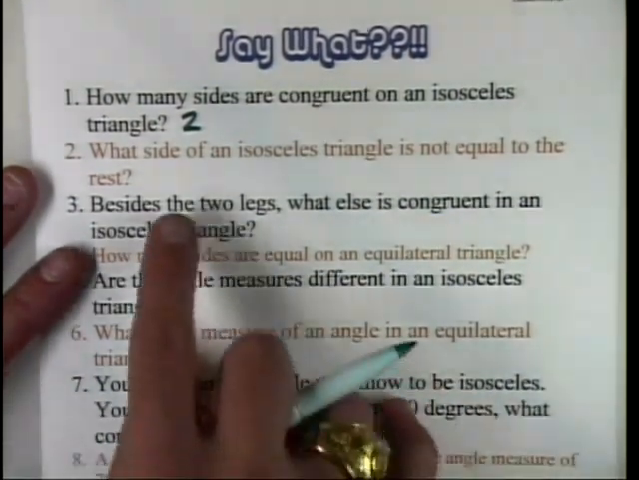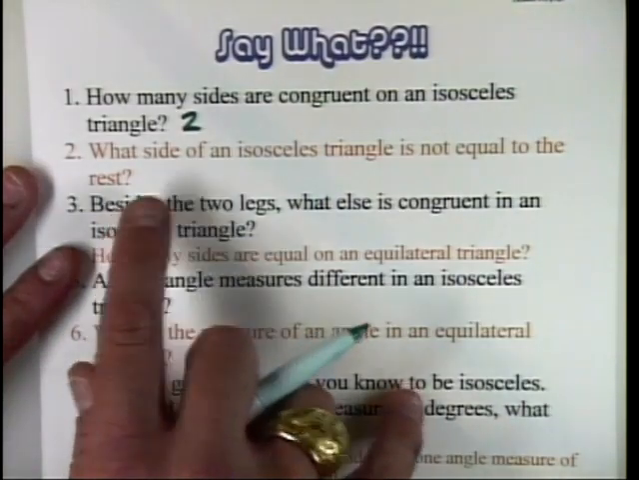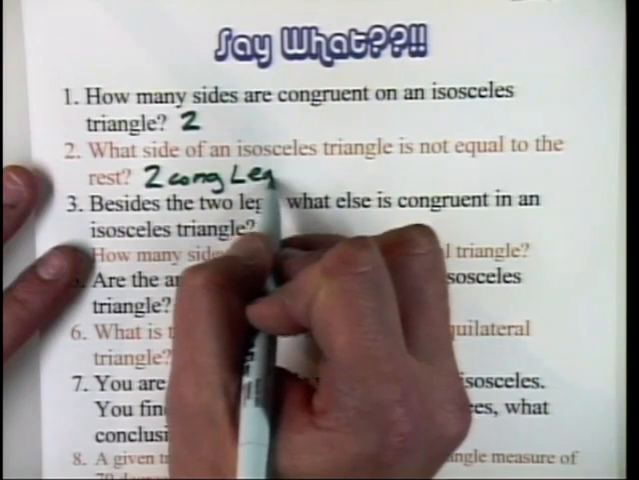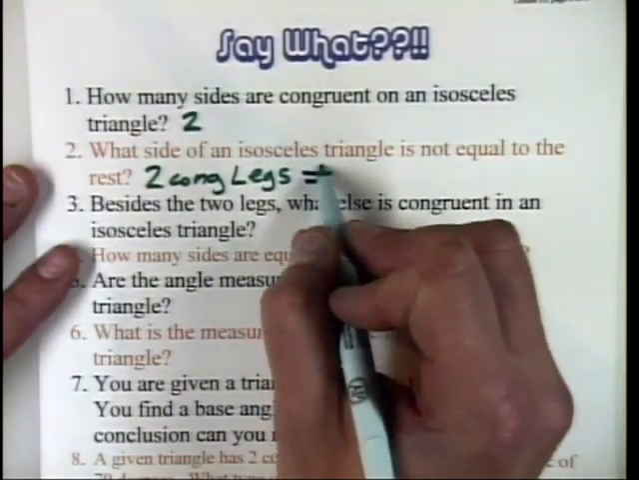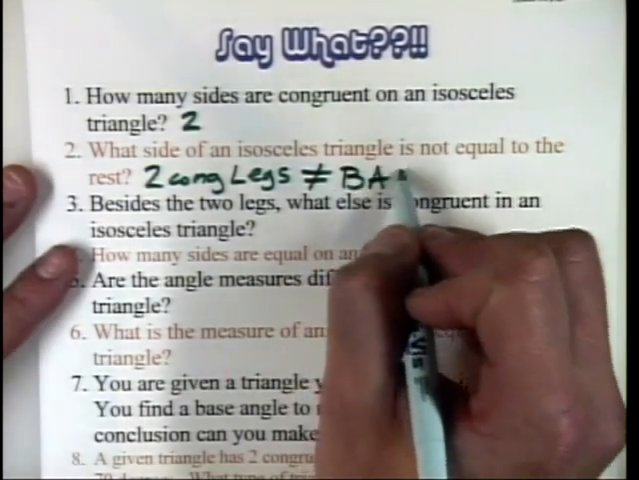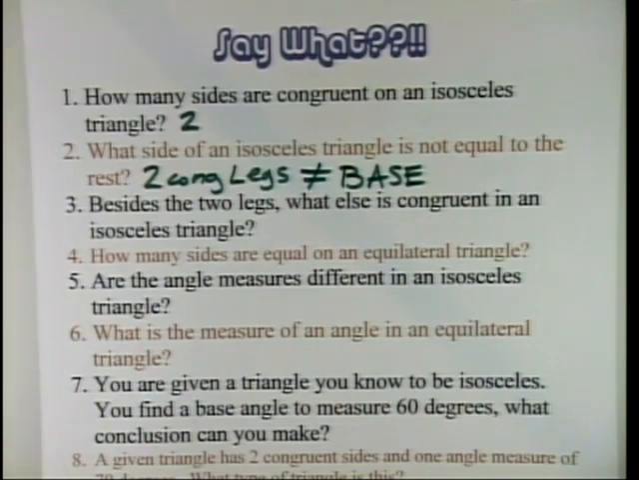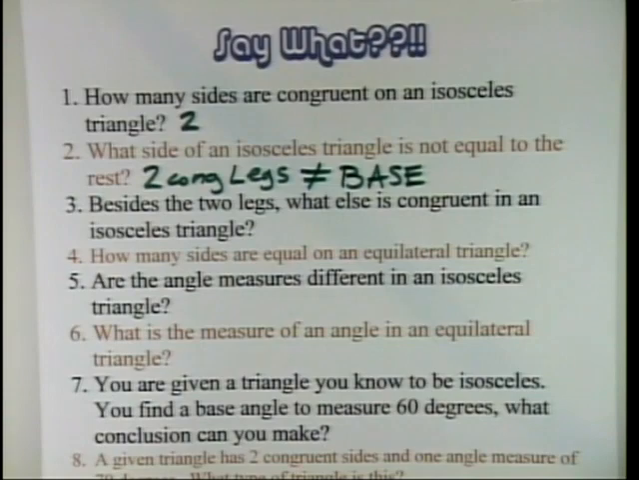The next one, what side of an isosceles triangle is not equal to the rest? Remember, in an isosceles triangle we have 2 congruent legs, and those are the 2 that are equal to each other, so the answer is they may not be equal to the third side, which, remember, is the base. Okay, so the base, which is not necessarily the bottom, but it's opposite the vertex angle, may not be congruent to the other 2 legs.